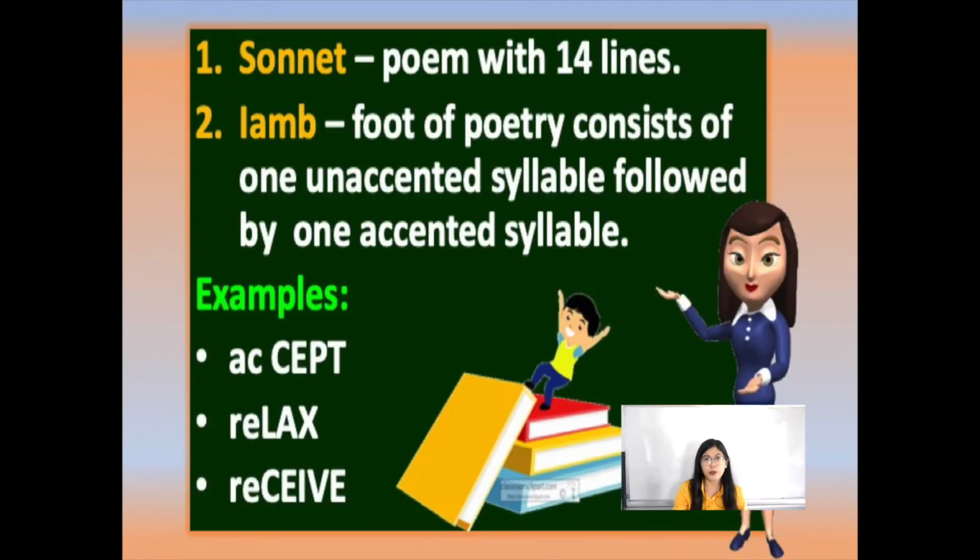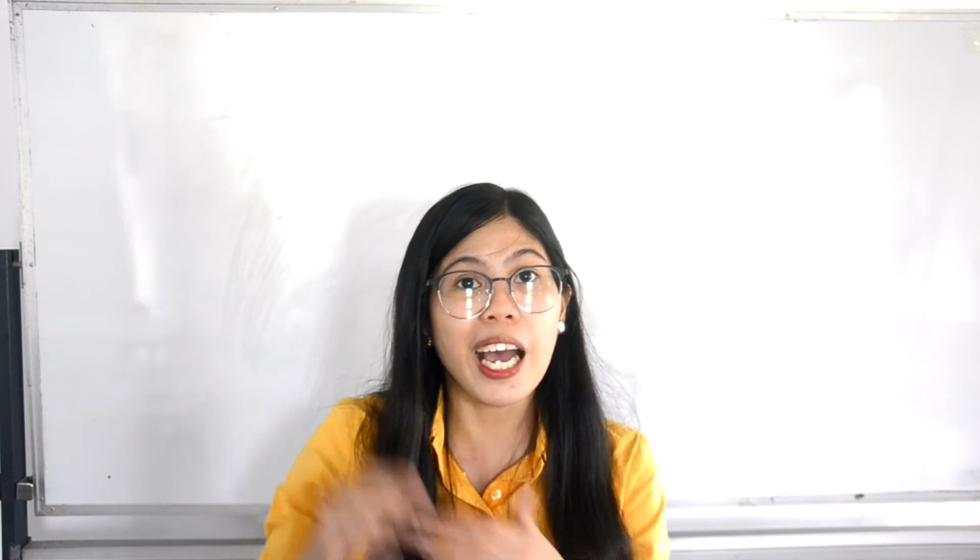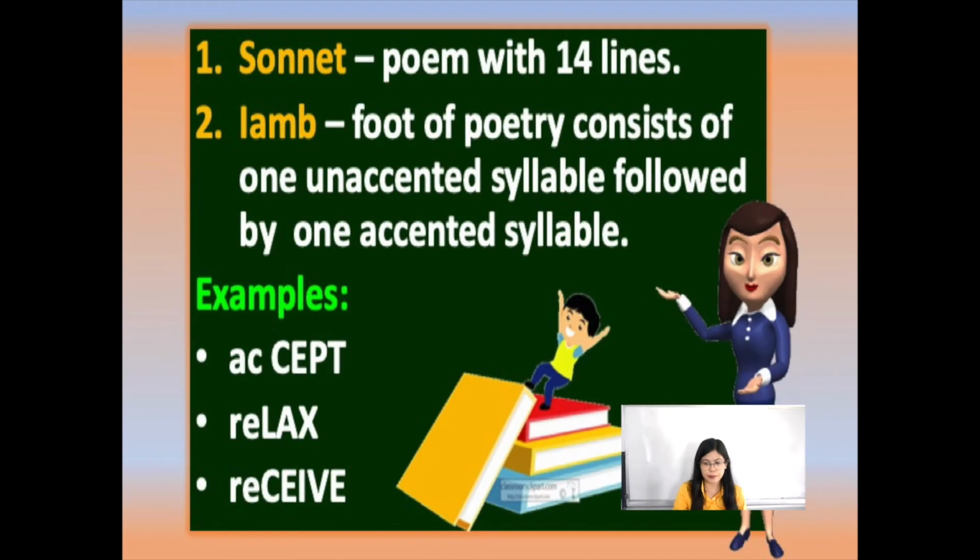Next example, we have relax. Re is the unaccented syllable and lax is the accented syllable. So you have to pronounce louder the lax because it is the accented syllable. So you have to pronounce it like this. Relax. So next example we have receive. So as you can see, I have pronounced the accented syllable which is ceive compared to unaccented syllable which is the re in receive. Next we have the iambic pentameter.